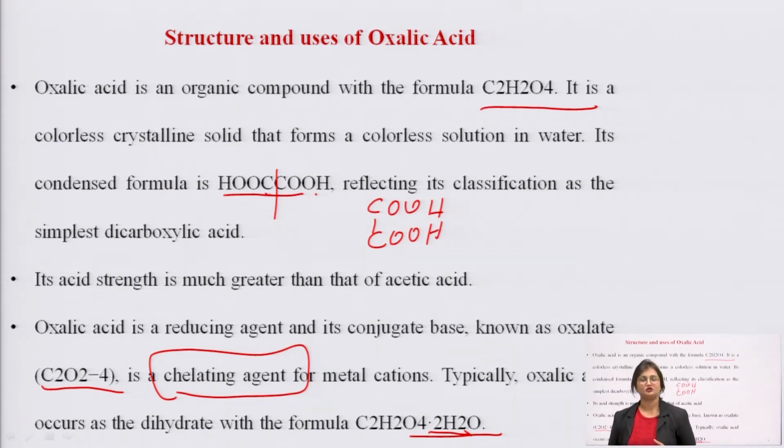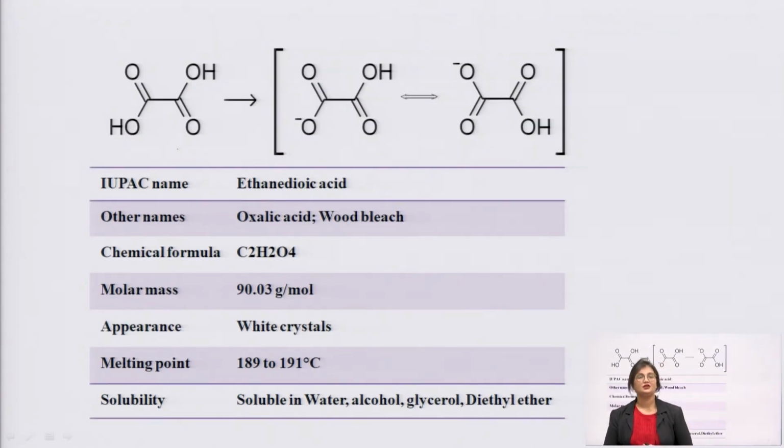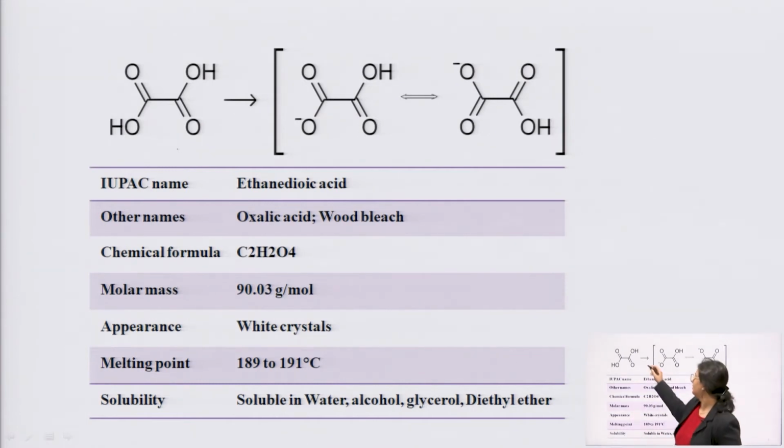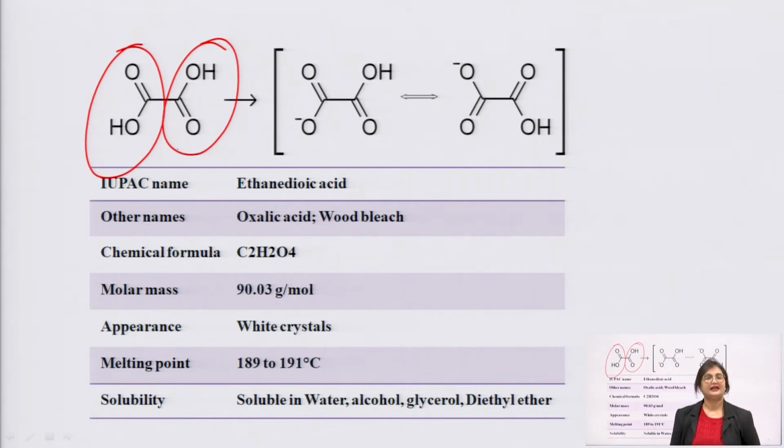Now, let us look into the structure of oxalic acid and its physical and chemical properties in brief. So, this is the structure of oxalic acid. As I told you all, it is a dicarboxylic acid, having two COOH groups. It is a diprotic acid.